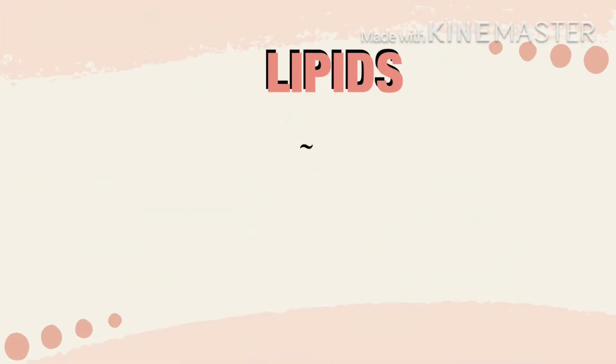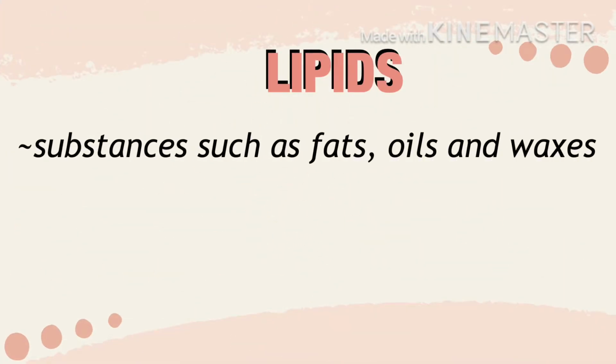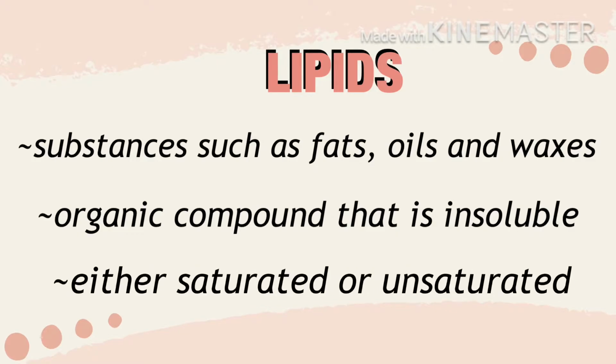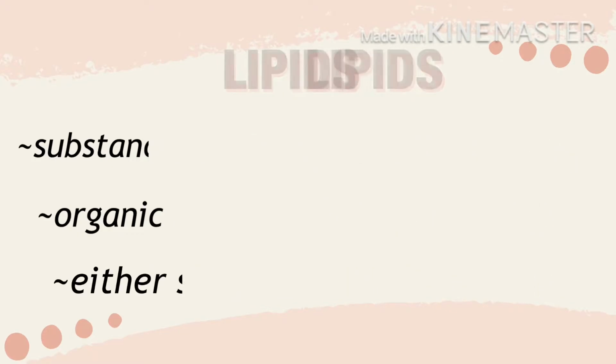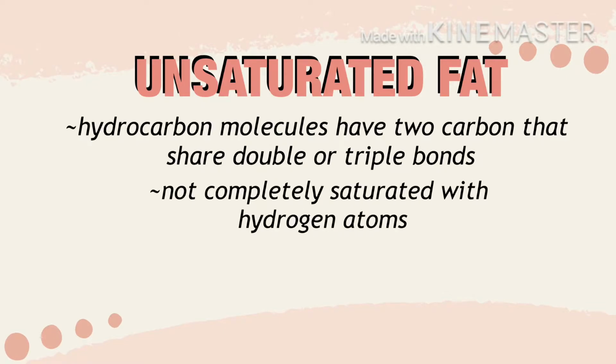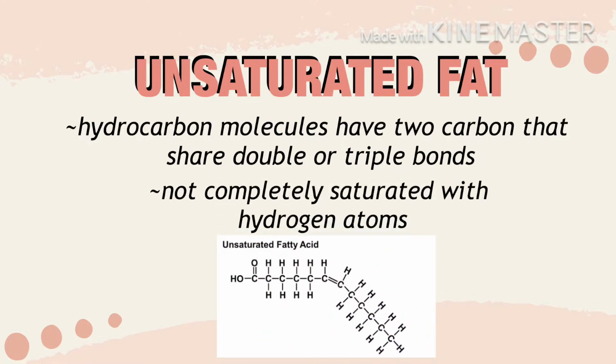Lipids. Lipids can be defined as substances such as fats, oils, and waxes. They are organic compounds that are insoluble. Lipids can either be saturated or unsaturated. Unsaturated fat. Unsaturated fat is a fatty acid in which the hydrocarbon molecules have two carbons that share double or triple bonds and are therefore not completely saturated with hydrogen atoms. Due to the decreased saturation with hydrogen bonds, the structure is weaker and is therefore liquid at room temperature.